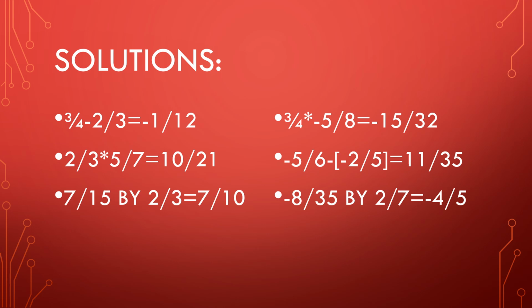Solutions. 3 by 4 minus 2 by 3 is equal to minus 1 by 12, and 2 by 3 multiplied by 5 by 7 is equal to 10 by 21. 7 by 15 divided by 2 by 3 is equal to 7 by 10. 3 by 4 multiplied by minus 5 by 8 is equal to minus 15 by 32. Minus 5 by 6 minus 2 by 5 is equal to 11 by 35. And minus 8 by 35 divided by 2 by 7 is equal to minus 4 by 5.